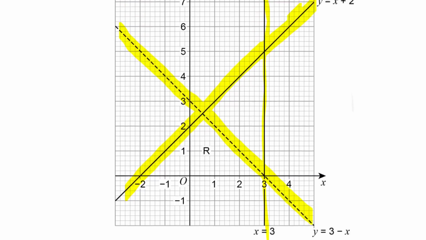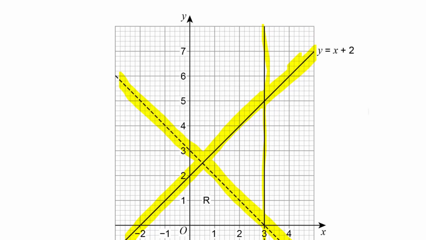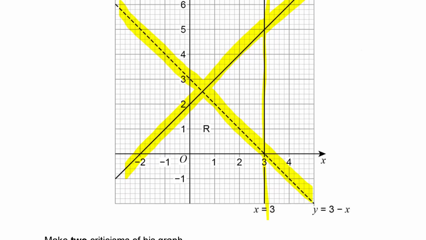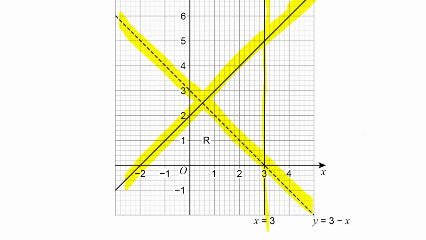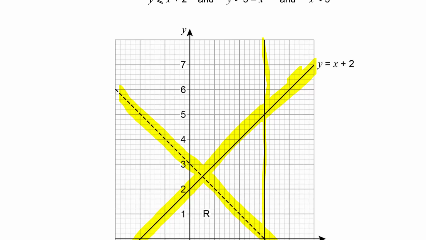Okay, so what is the issue then? Well, you'll notice that he's taken the line y equals 3 minus x and drawn it with a dotted line, whereas the other 2 are solid. And actually, it should be the other way around, shouldn't it?